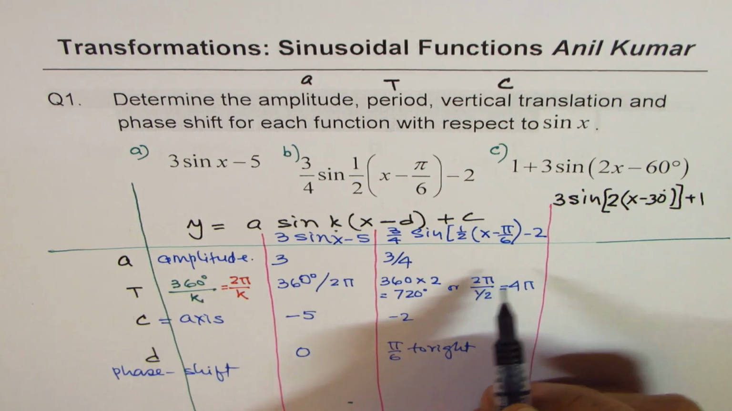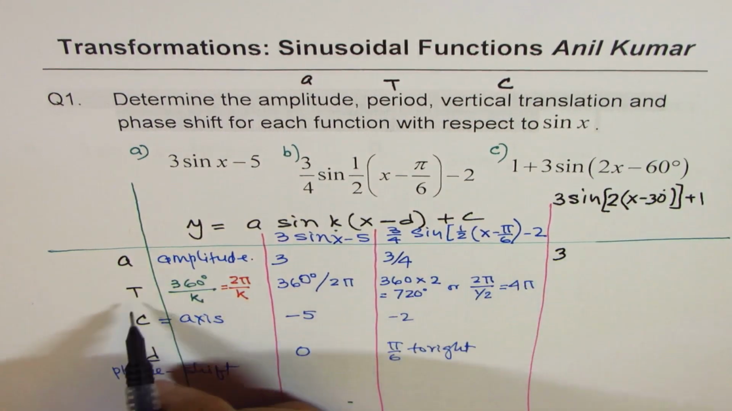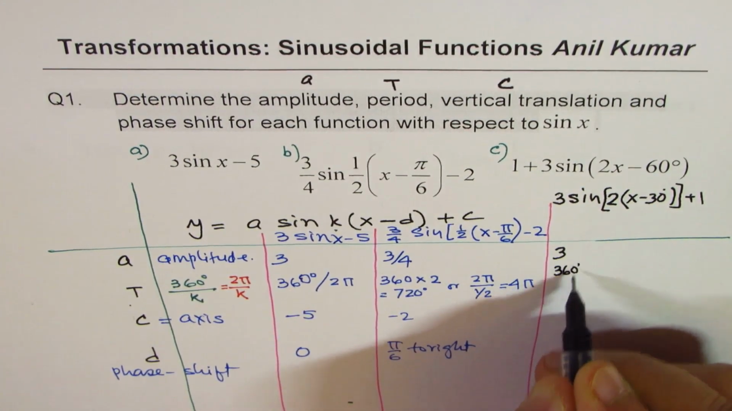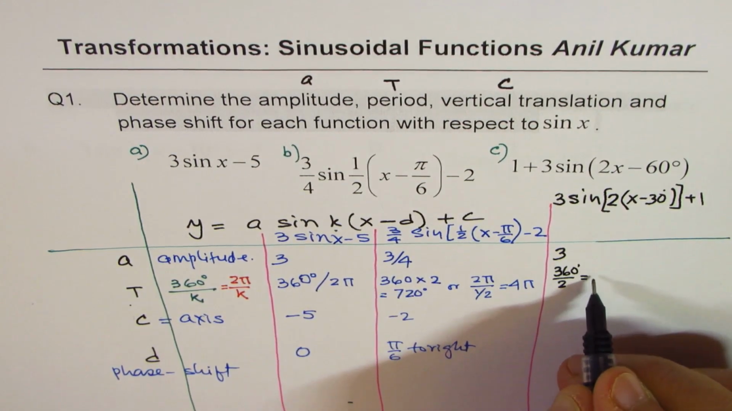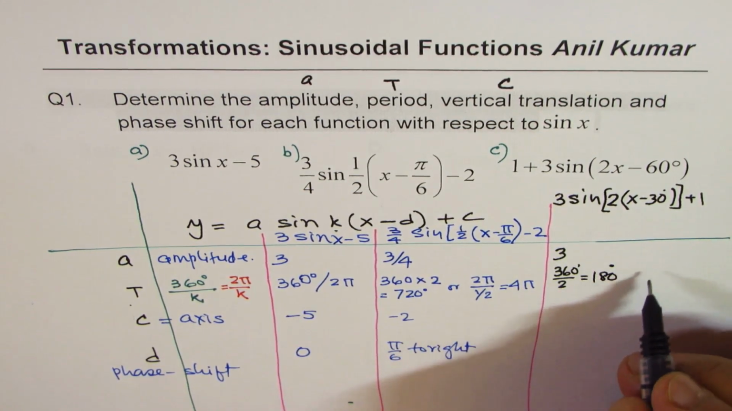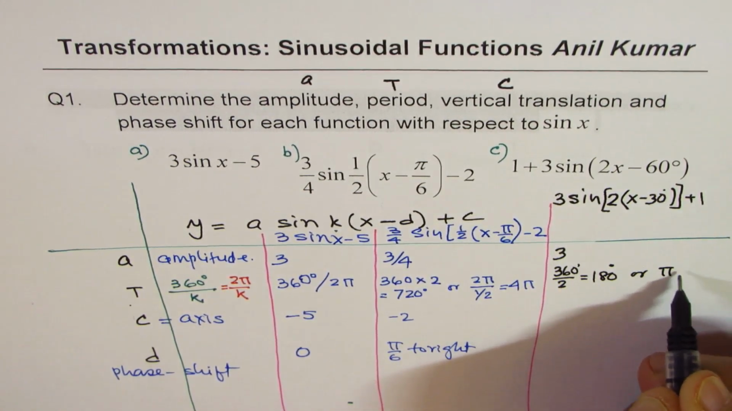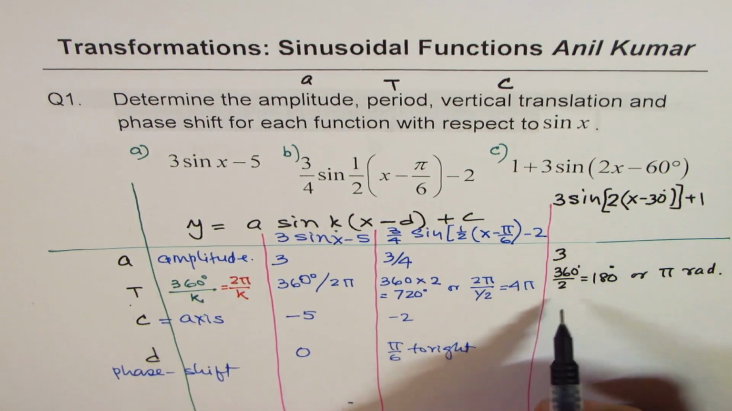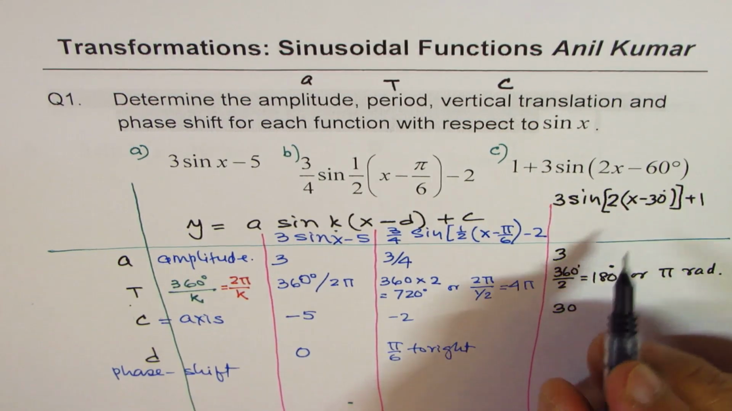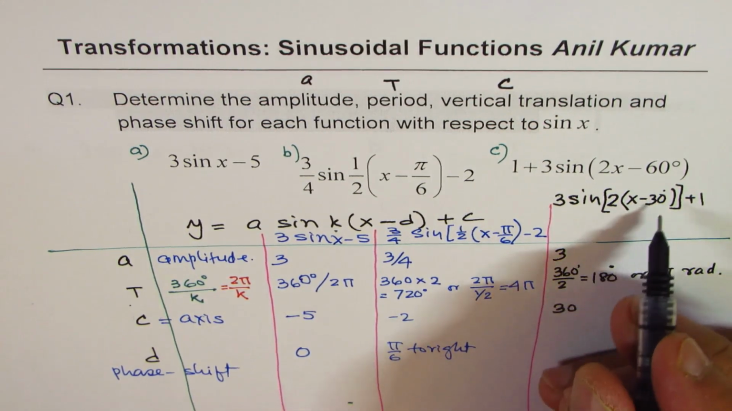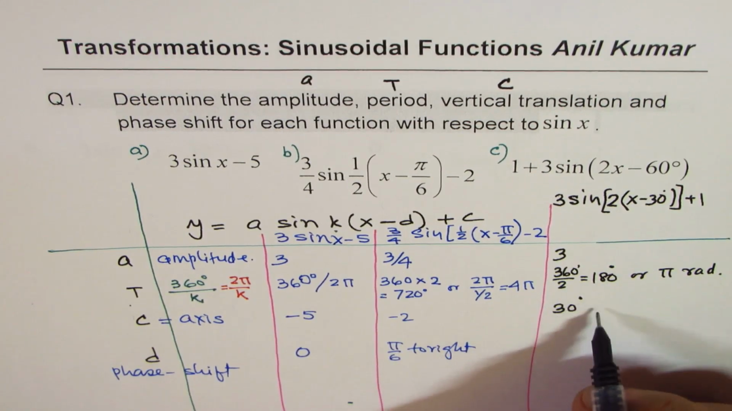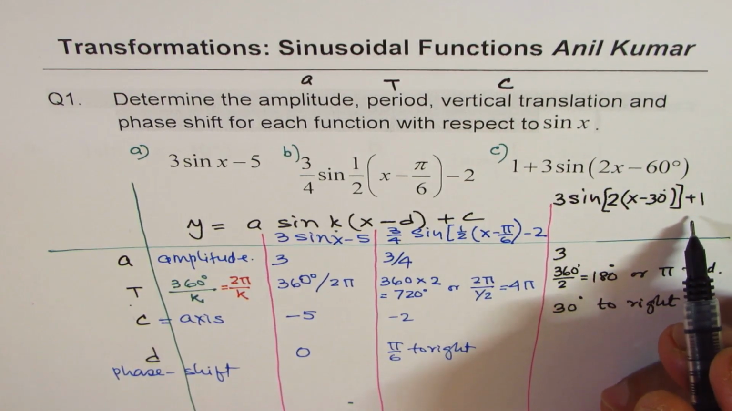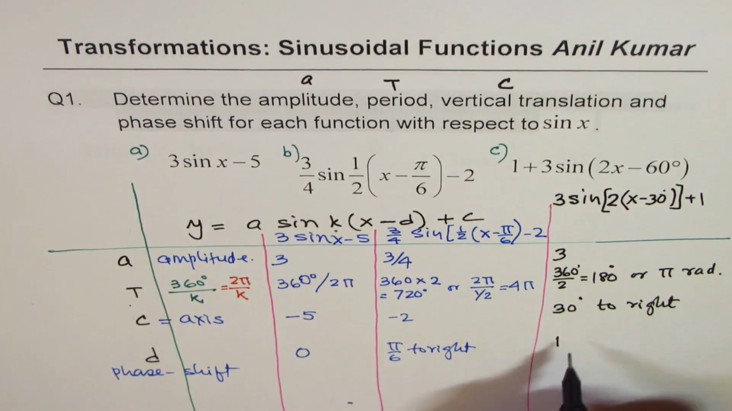And now you can straight away write down the values. Amplitude is 3. Time period is half of 360. So it is 360 degrees divided by 2, which is equal to 180 degrees. Or you can say pi radians. Is it okay? Pi radians. As for the phase shift, now you can see very clearly it is 30 units. Well, if I write in degrees, you have to write everything in degrees. So 30 degrees to the right. 1 is the axis, 1 unit up.